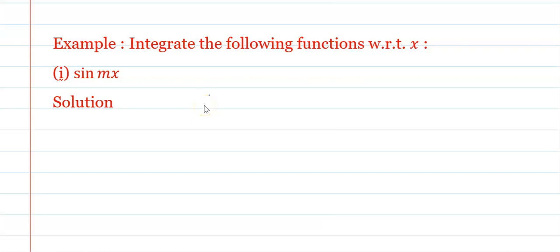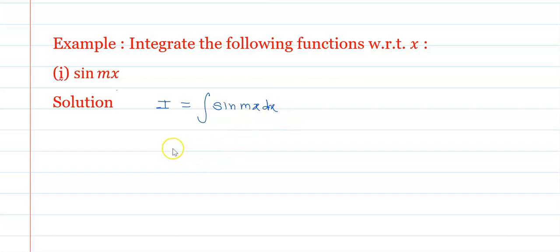Integrate the following functions with respect to x. First, I will write I = integral of sin(mx) dx. We know the integral of sin x is minus cos x plus c. But we don't know the integral of sin(mx), so we will reduce this mx to a single variable. And here dx is also present, the derivative.